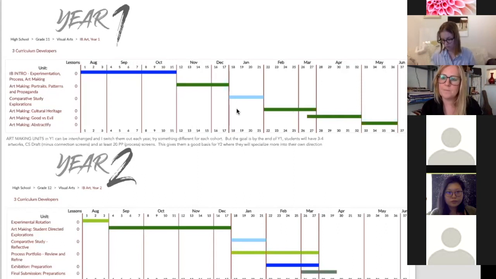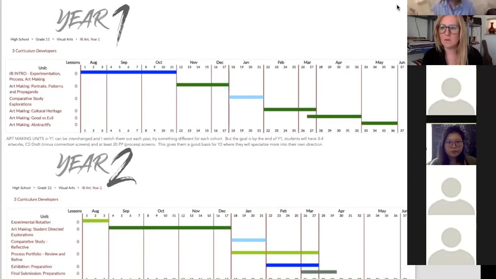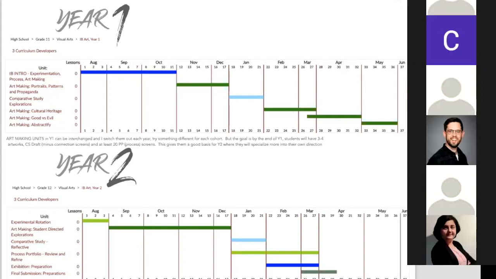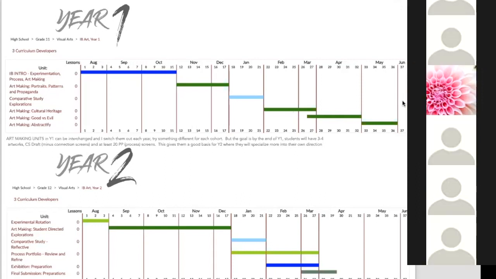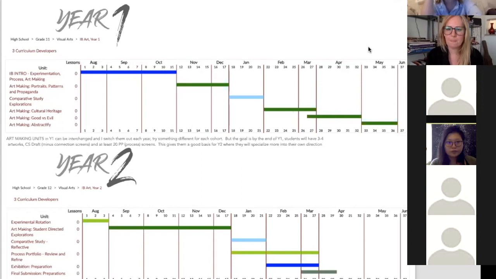Sorry for interrupting. I can't find the button to raise my hand. I just have a short question for the second component, portraits, patterns, and propaganda, where you say they start choosing their own artist. How directive is this still? Do you still start off with a shared task, or do they really start with their own investigations already with portraits, patterns, propaganda, for instance?